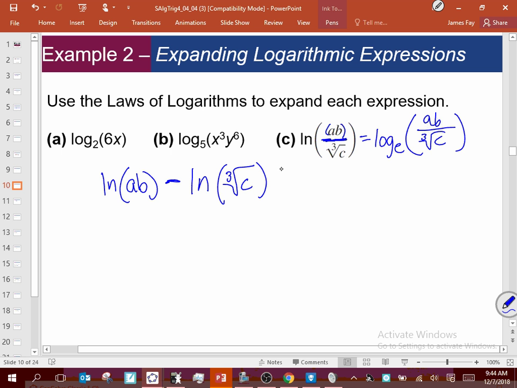Okay. Now, when I take this one, that's multiplication, correct? So what's that going to turn into? Addition. So I have ln of A plus ln of B minus, then, the cube root of C. Is that the same thing as that? Whenever you see your root notation, guys, with logarithms, we're going to want to change them into rational exponents, because that's now an exponent that can come out front, right? And now I've fully expanded that thing.